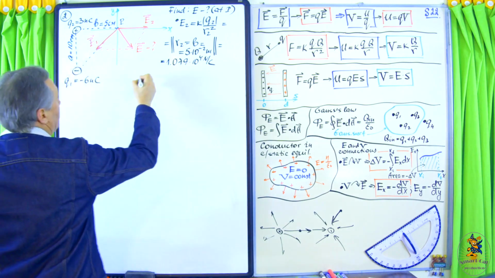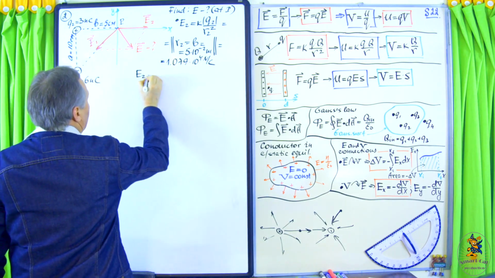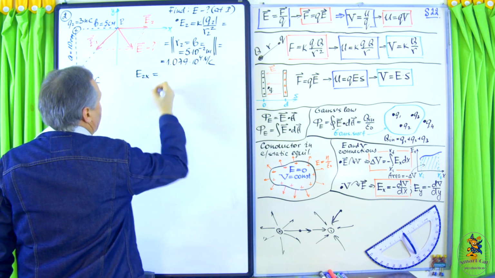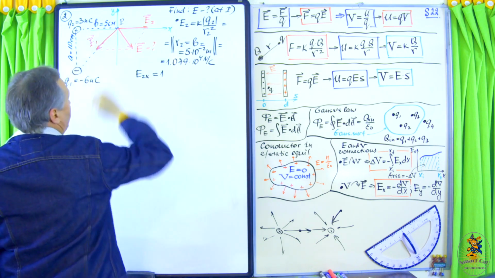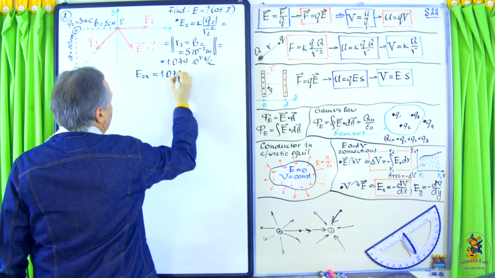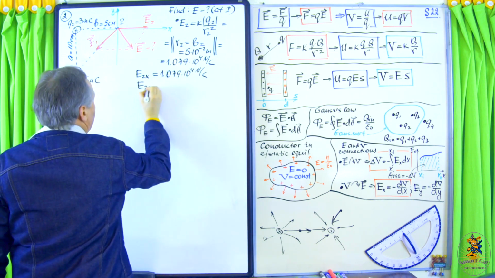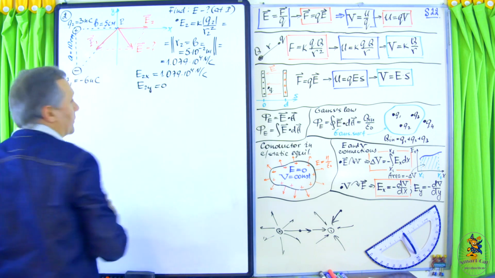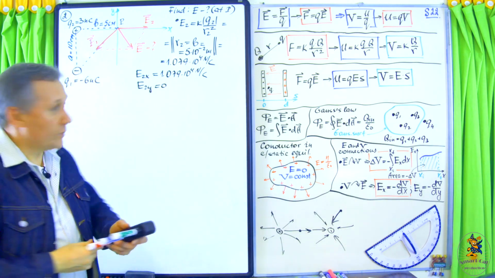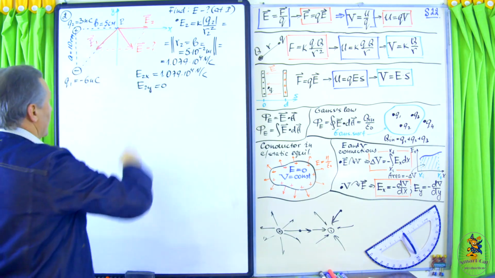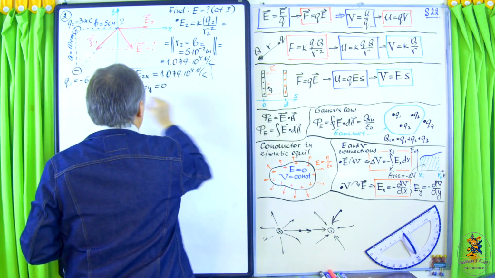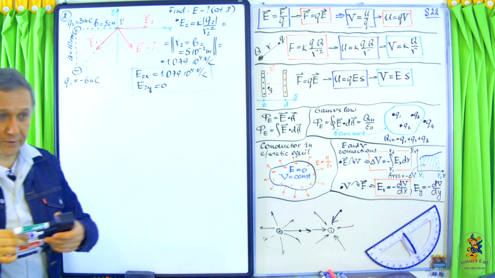And so after this, we can write components. E2x will be this whole thing, because we have electric field purely in the x direction. And the y component will be, of course, 0, because there is no y component. The whole vector is in the x direction. Okay, let me frame it with blue. It's not the final result, but an important preliminary result.